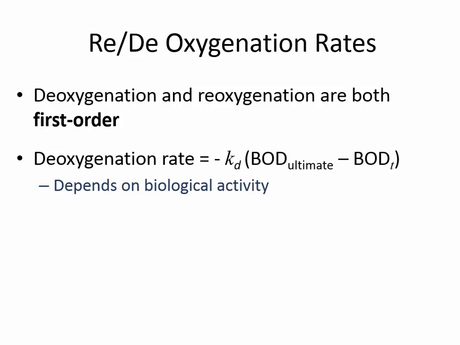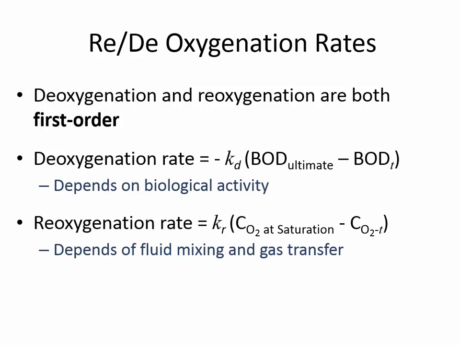All right, as I mentioned, both of these equations are first order. And so deoxygenation is just the rate constant that we can either estimate with an empirical equation, or sometimes we can look it up off of an empirical table. And then the difference between how much BOD is initially present and how much BOD is present at a certain time, this difference here, this driving force, is how much food remains for the bacteria to consume.